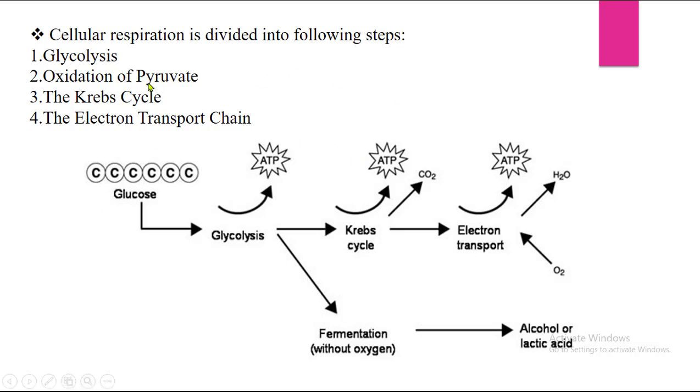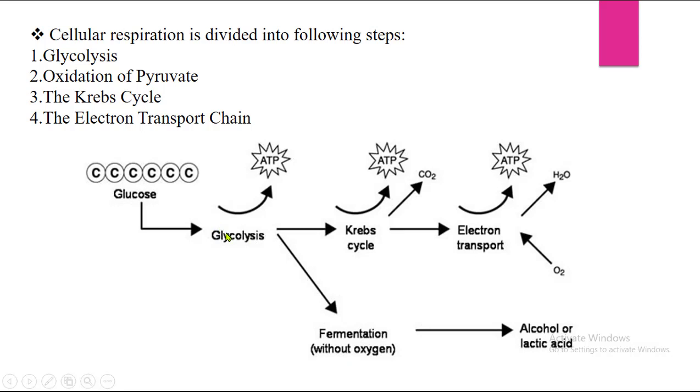So this is a brief summarization of cellular respiration. Cellular respiration is divided into the following steps. First one is glycolysis. Second is oxidation of pyruvate. Third, the Krebs cycle. And fourth, electron transport chain. In this diagram, you can see that glycolysis is the first step of cellular respiration, and glycolysis is a common step both in aerobic respiration as well as anaerobic respiration.